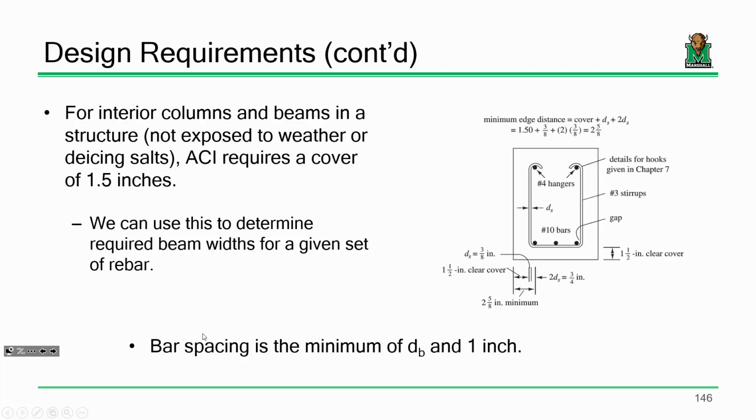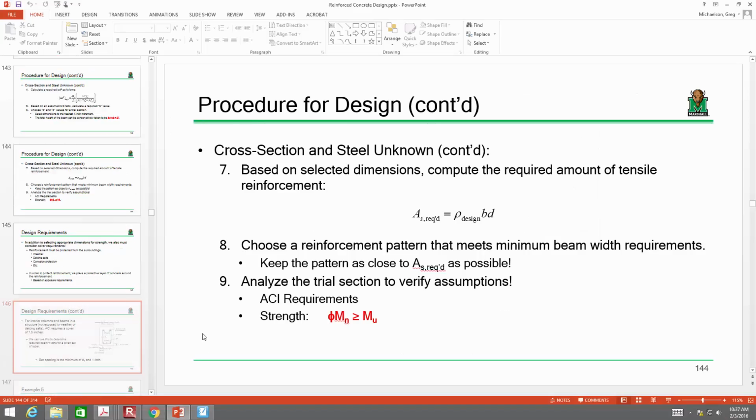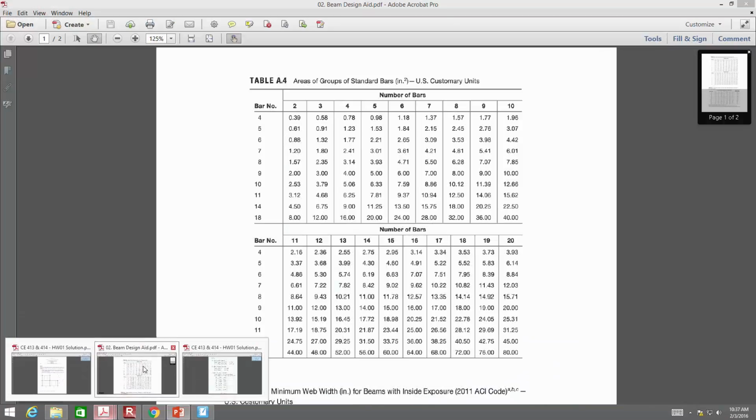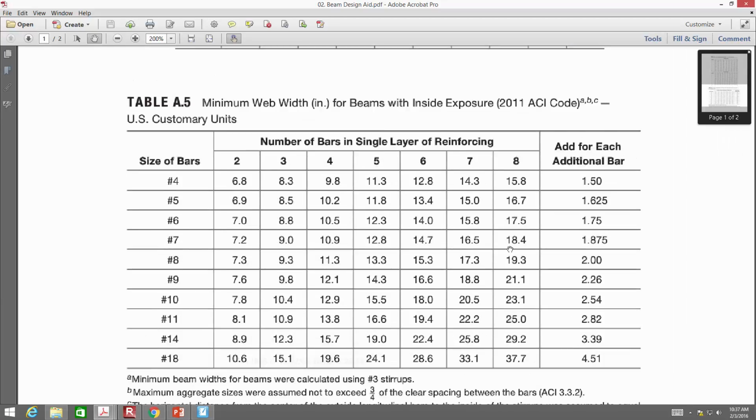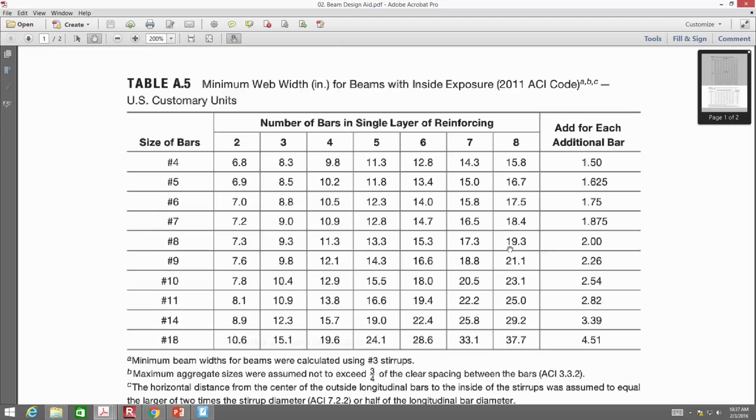So if I look at this table down below, minimum web width for beams with inside exposure. We're assuming 1.5 inches of cover and number 3 stirrups. So if I had a beam that had 5 number 7s in it right here, in order to fit those bars inside that beam, meet cover requirements, as well as appropriate spacing between those bars, that beam has to be at least 12.8 inches wide.